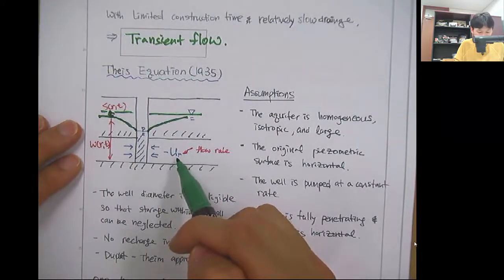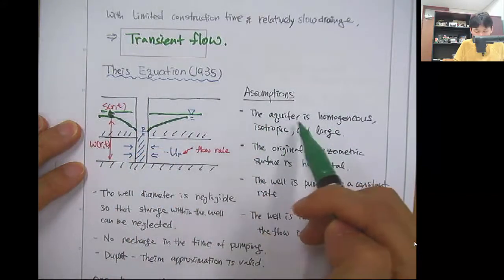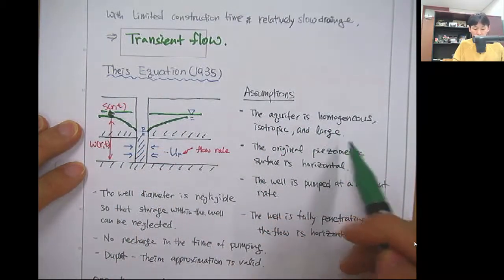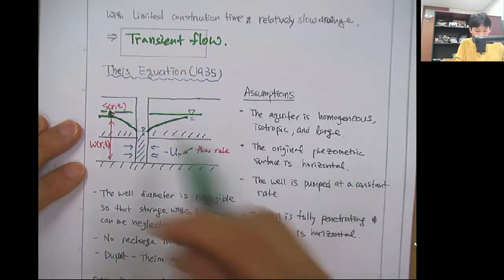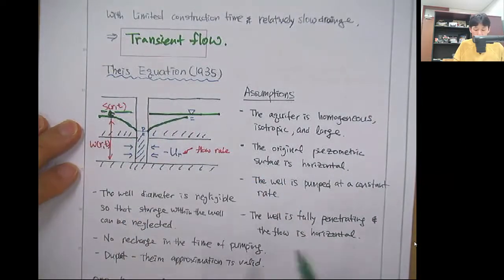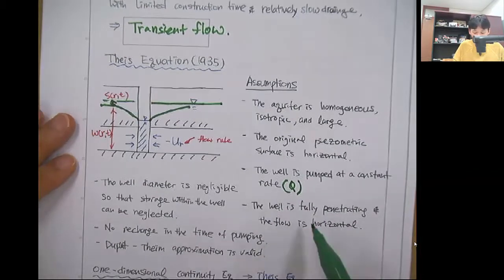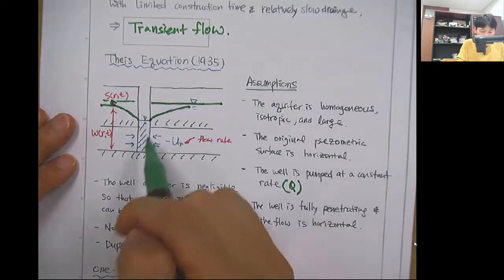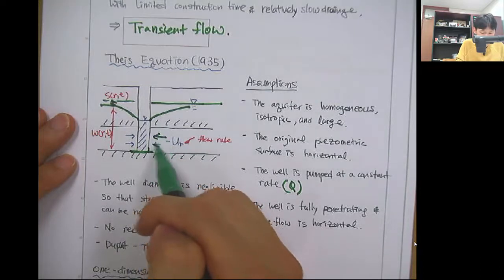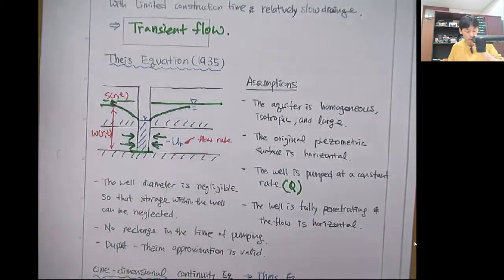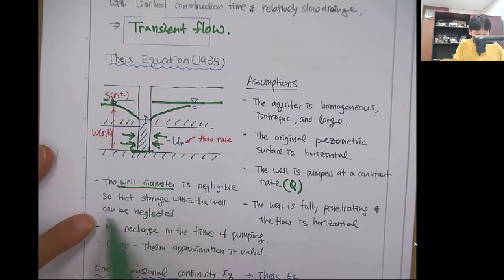And here the Q is the flow rate into the well. Here the assumptions for this equation is the aquifer is homogeneous and isotropic and large. And the second is that the original piezometric surface is horizontal. So here the water table is originally horizontal, and the well is pumped at a constant rate, Q, and the well is fully penetrating and the flow rate is horizontal. So here the well is up to the bottom of the aquifer, and also the water is flowing horizontally into the well. The well diameter is negligible so that the storage within the well can be neglected.